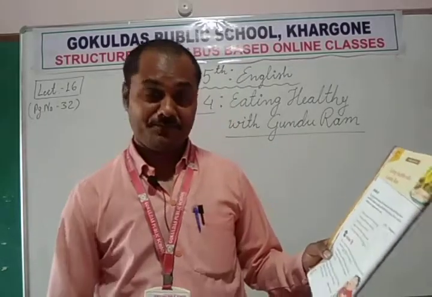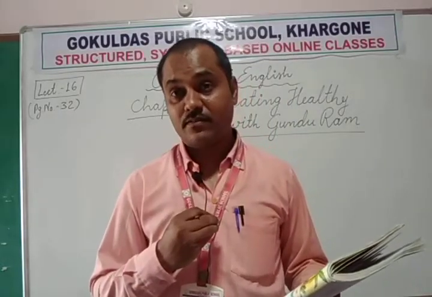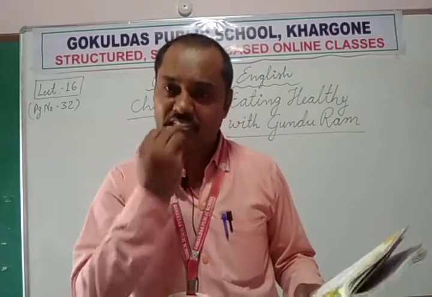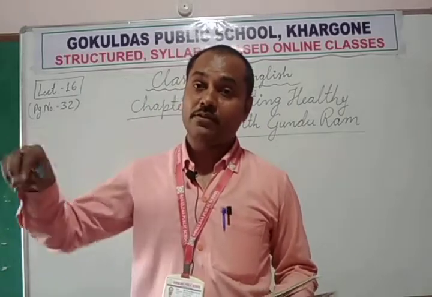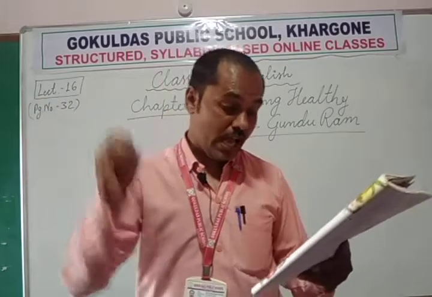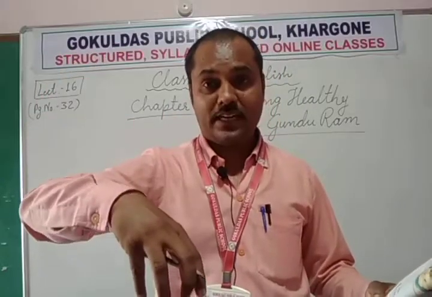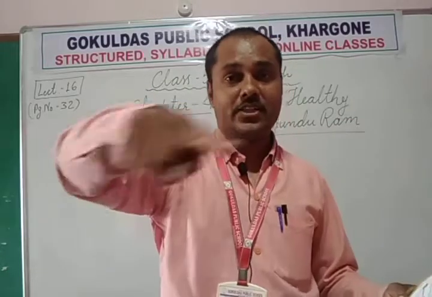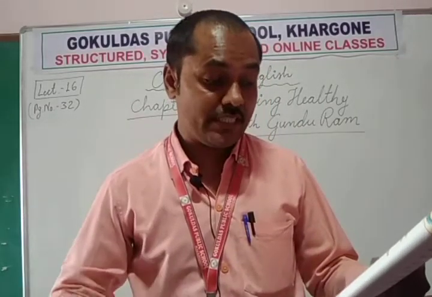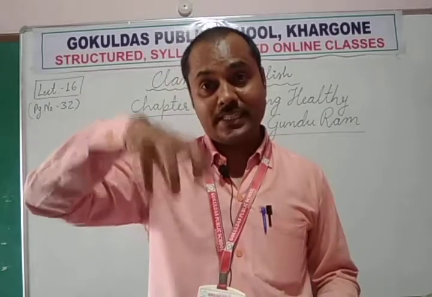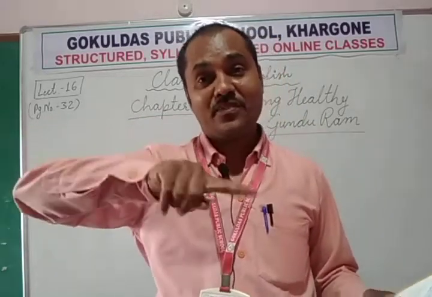Let's start. First paragraph. Gunduram was a young boy who loved eating. What is his most favorite work? He loved eating. He lived in a beautiful house. Where was he living? He was living in a very good and beautiful house. That house was surrounded, means the house was at the center and all over in every direction there were fields of green vegetables. He was living in a farmhouse and his house was surrounded by the fields.